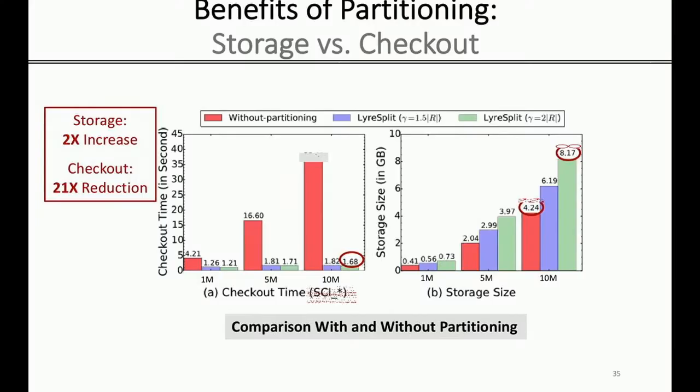At last, we will show the benefits of partitioning. Again, the x-axis are 3 different data sets. The red one is the one without partitioning, and the other 2 are with a storage budget. We can see that as we increase the storage twice, from 4 gigabytes to 8 gigabytes, we can actually reduce the checkout time dramatically.